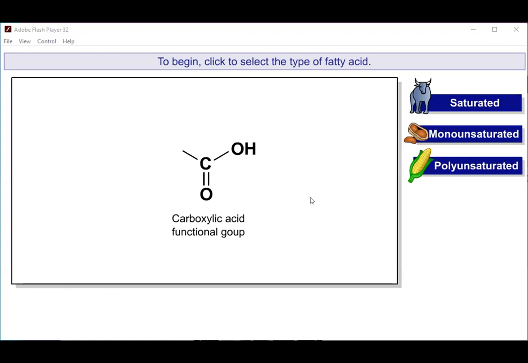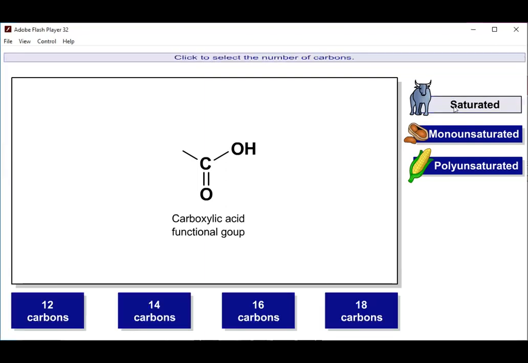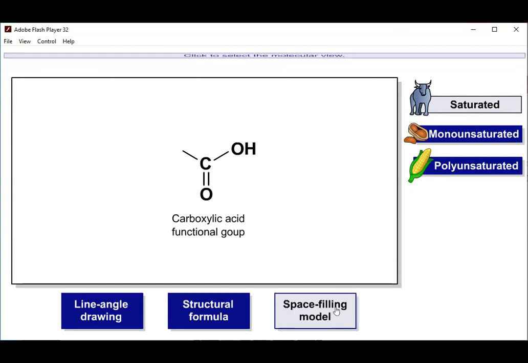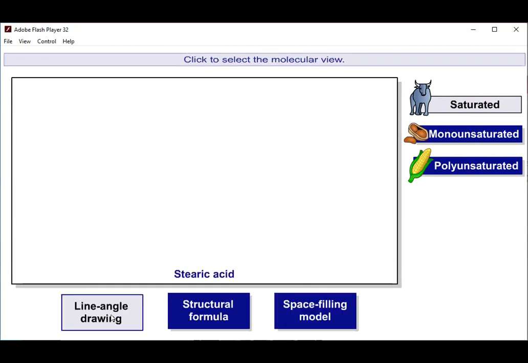So the carboxylic acid functional group is the starting point for the fatty acid structure. Let's start with what is a saturated fat. Saturated means that all of the carbons and hydrogens have... saturated fat. And so let's put 18 carbons on this.